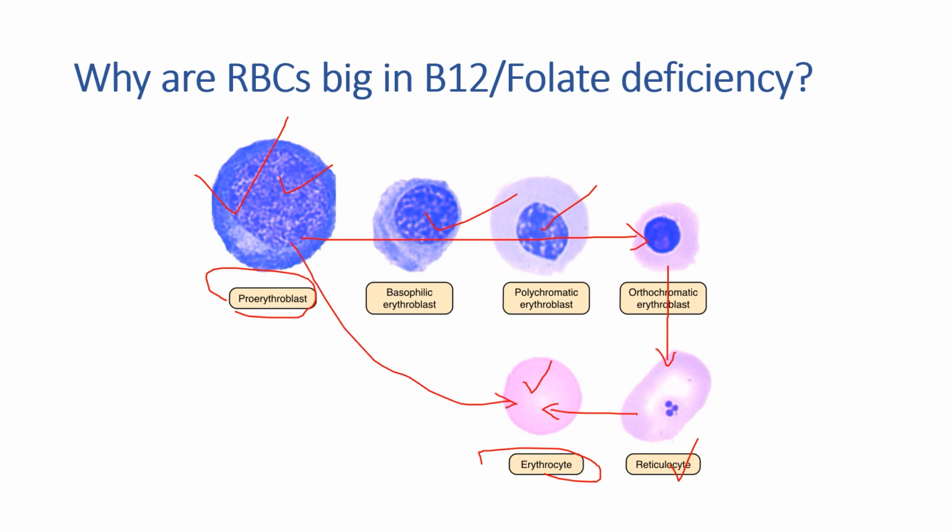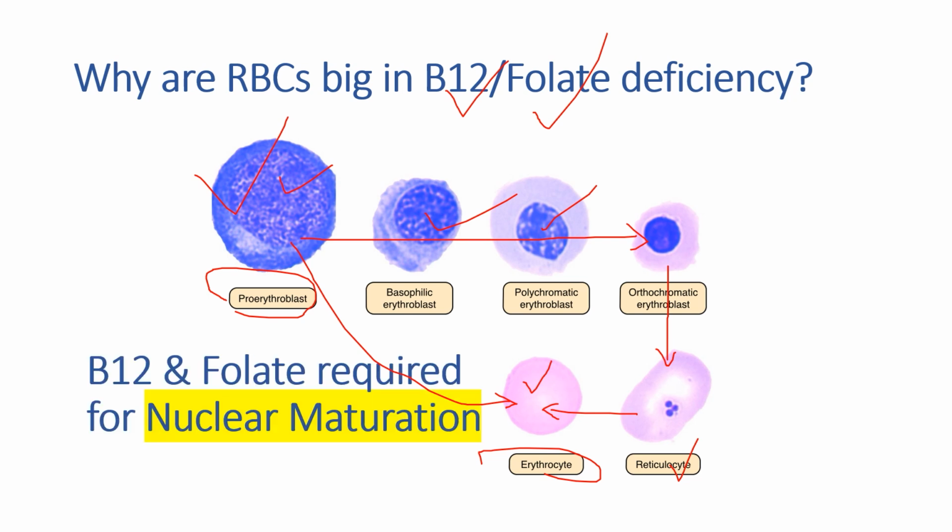So now let's imagine you don't have B12 or folate. What is the function of B12 and folate? The function of B12 and folate is to produce DNA, because only if DNA is produced can the nuclear maturation happen. If the nucleus maturation cannot happen, by maturation I mean the nucleus is starting to shrink.